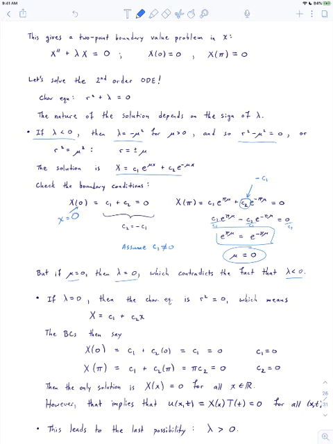So that means that this possibility is not a possibility, it's a non-possibility. Okay, so lambda can't be negative. Can it be 0? If lambda is equal to 0, then the characteristic equation is r squared is equal to 0. So what does that mean?